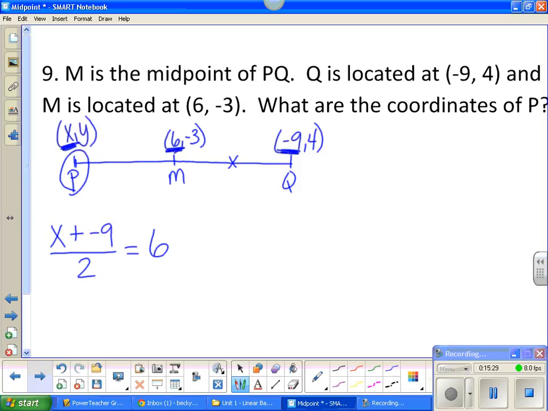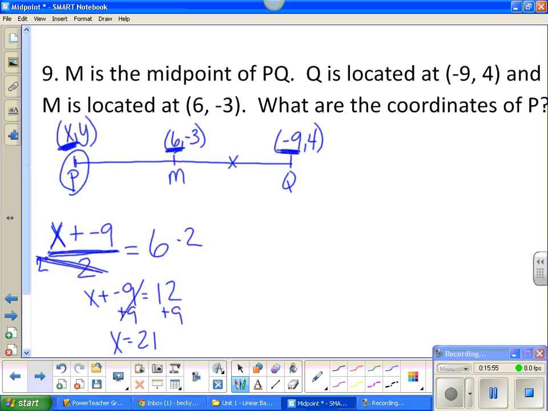Now to solve this, well, I'm solving for x. That's a big divide by 2. So the first thing I'm going to do is multiply both sides by 2 to make that go away. So I have x plus a negative 9 equals 12. Now to solve for x, since that's a minus 9, I'm going to add 9. And I get x equals 21. So that is the x coordinate of my P value.